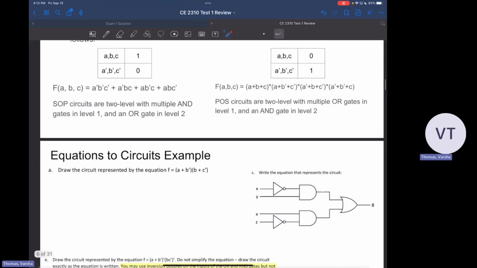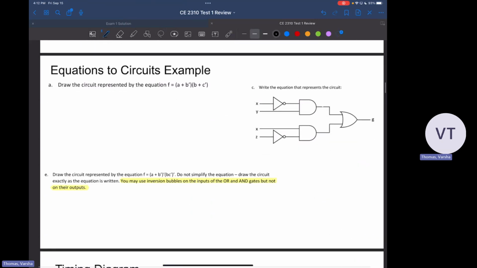Okay, let's work through some examples. In this first one, you'll typically be given an equation and asked to draw a circuit. So the trick is to work from inside parentheses and work your way from left to right. So I'm going to write this equation here.